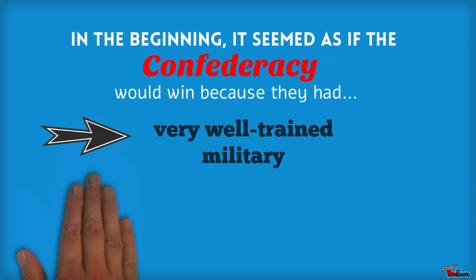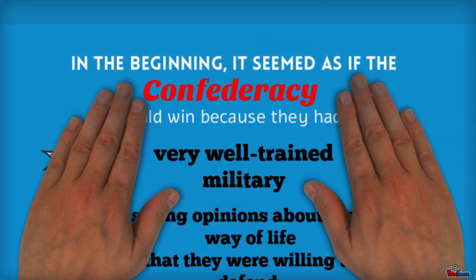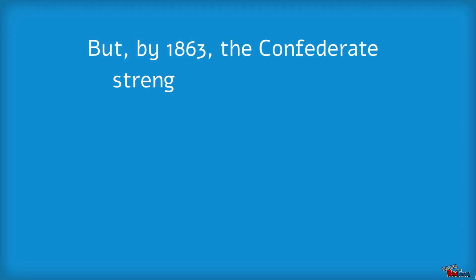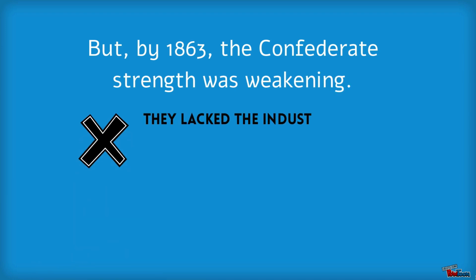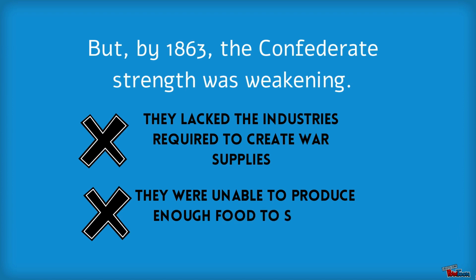In the beginning, it seemed as if the Confederacy would win because they had a very well-trained army and strong opinions about their way of life that they were willing to defend. But by 1863, the Confederate strength was weakening. They lacked the industries required to create war supplies, and they were unable to produce enough food to sustain themselves.